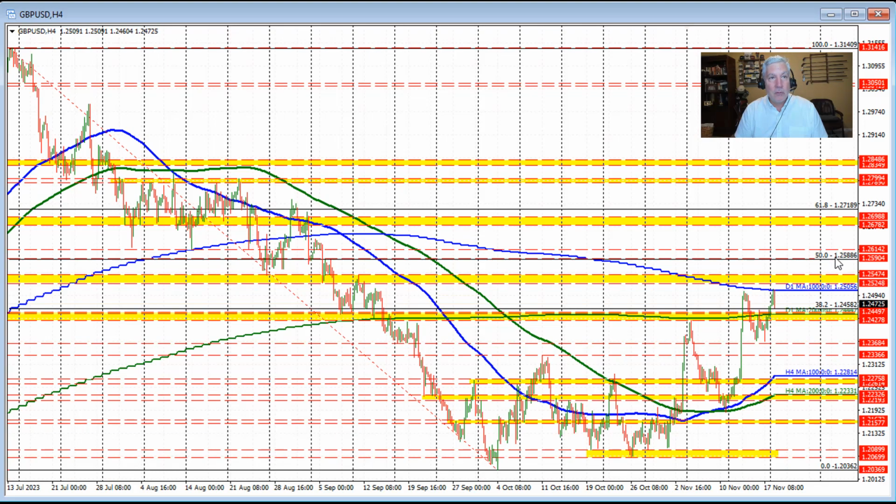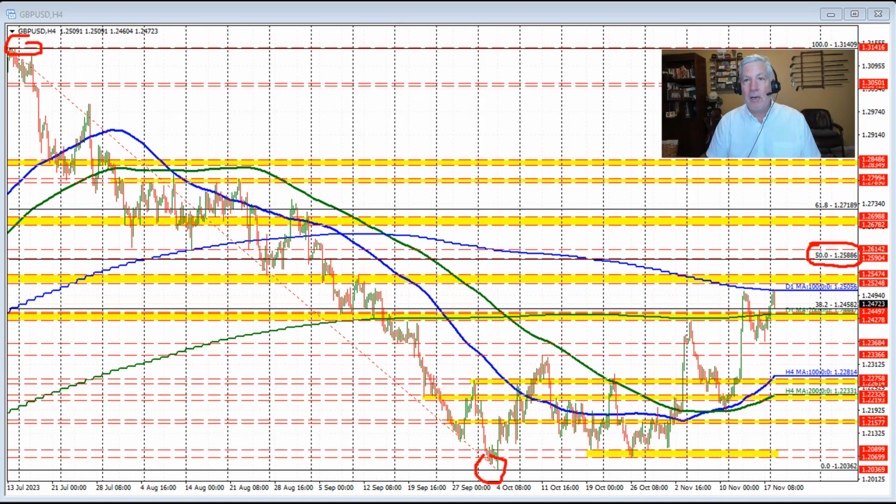On the top side, if we do move higher, we're going to be watching the 1.2524 to 47 level. Get above that level and look toward the 50% midpoint of the same move down from the July high to the low price that we saw in October. That's this high right here to this low right here. 50% retracement comes in at 1.2588. So watching the 100-day moving average, watching the swing area, watching the 50% retracement on the top side, and on the downside, watching the 200-day moving average.